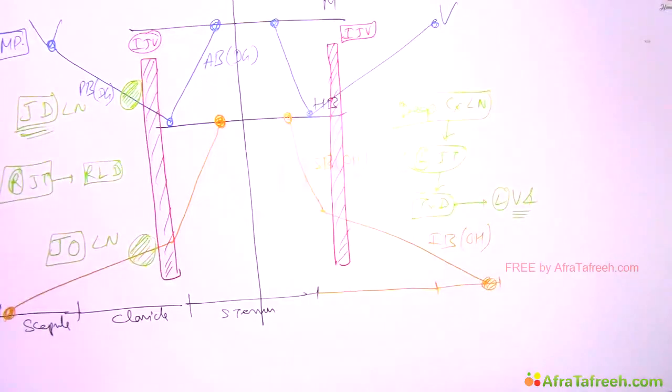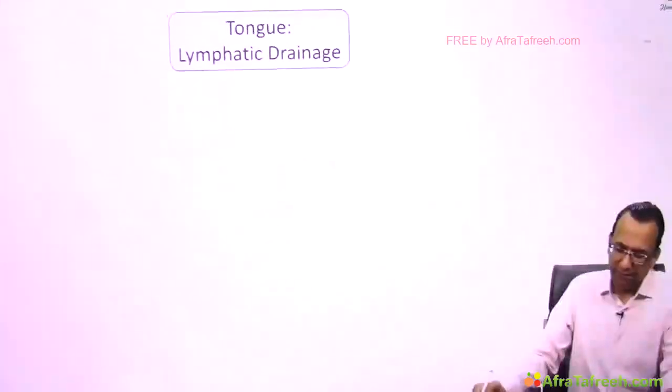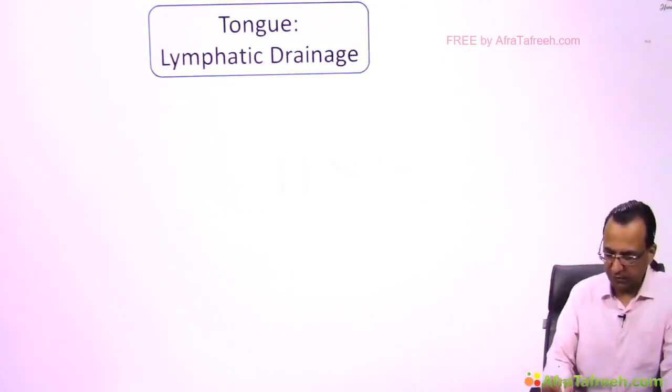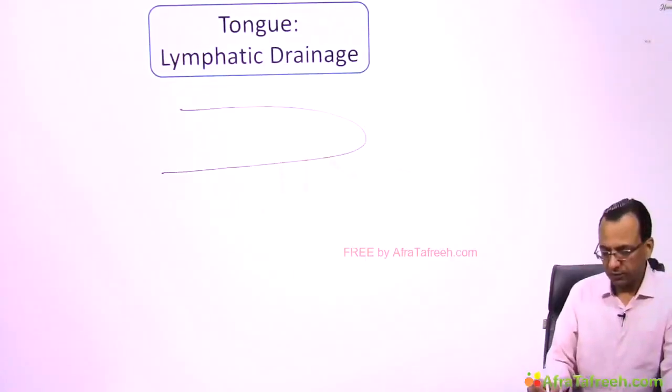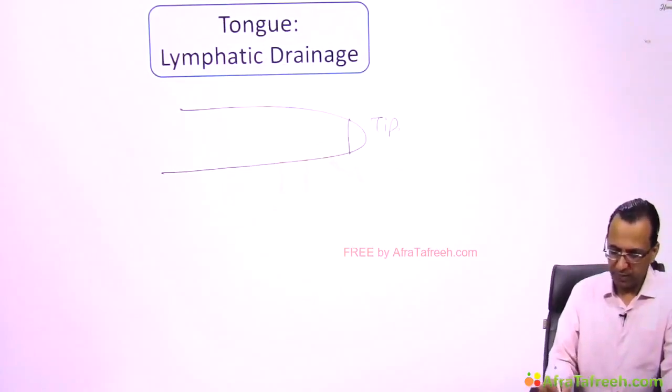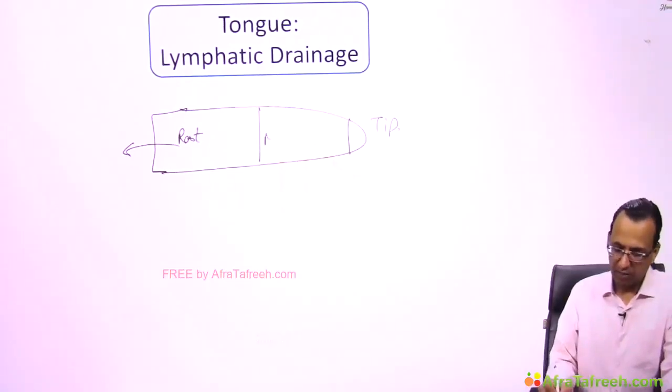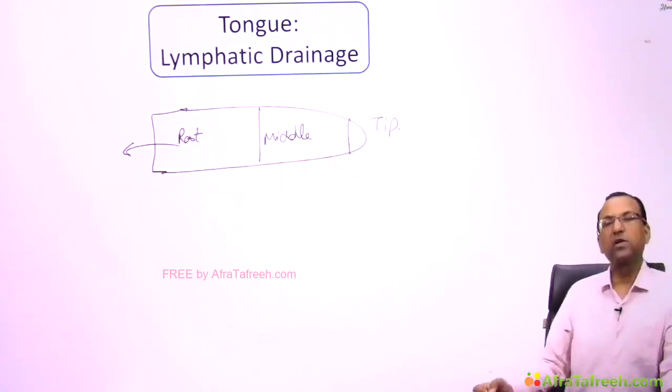Can we discuss the lymphatic drainage of tongue, because that is coming as a question? Yeah, okay, fine, we'll do it. As we're talking about the tongue lymphatics, tongue is a structure which can be divided into tip of the tongue, middle portion, and the root of the tongue. So you're telling this is root of tongue, yes. This is some middle portion, yes, and tip of the tongue also, yes.